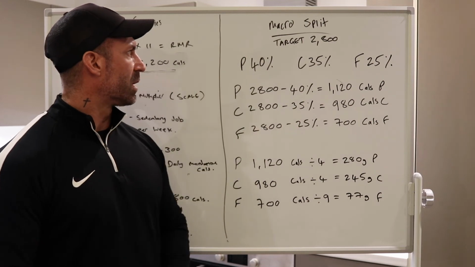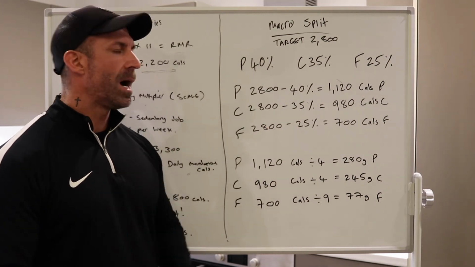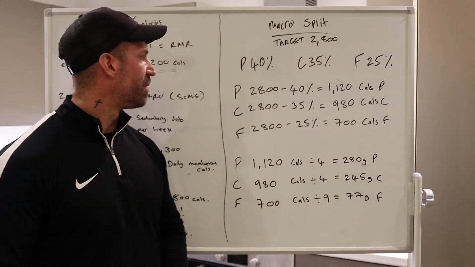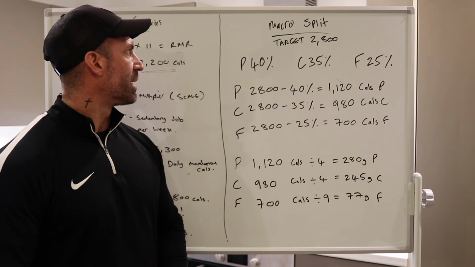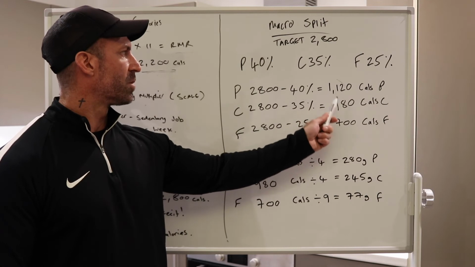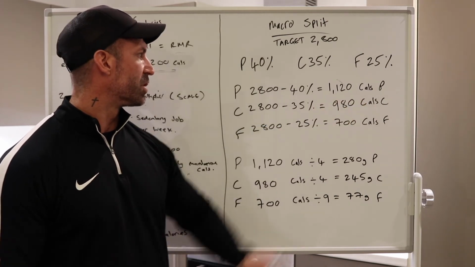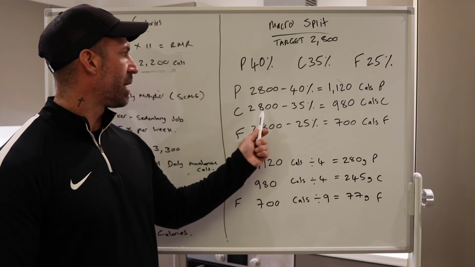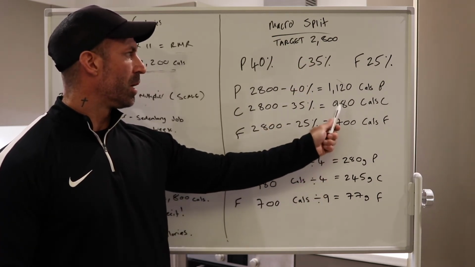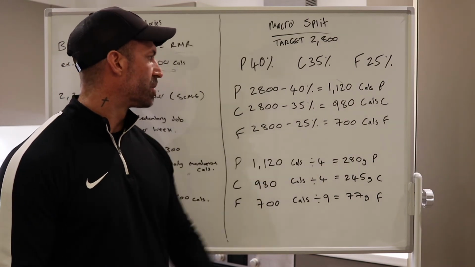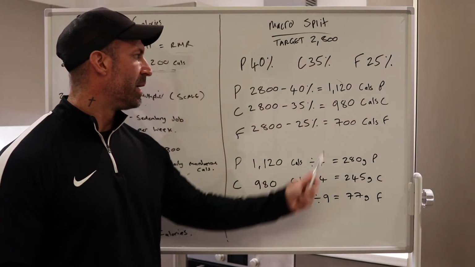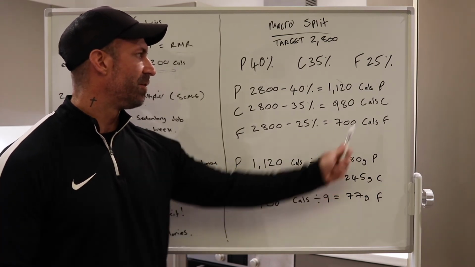Now that we have our target of 2,800, we need to know how many calories we're going to be getting from our proteins, carbs and fats. The equations for that are, we take our 2,800 target, we minus 40%. This gives us 1,120 calories for protein. Same for the carbs, 2,800 from the target, minus 35% equals 980 calories for carbs. For the fats, 2,800 minus 25% equals 700 calories for fats.